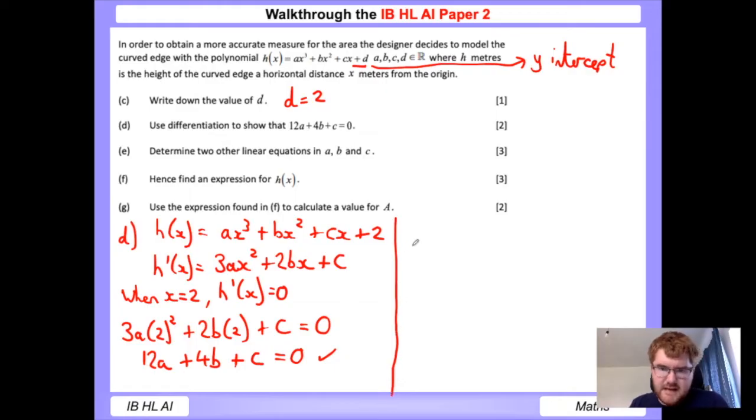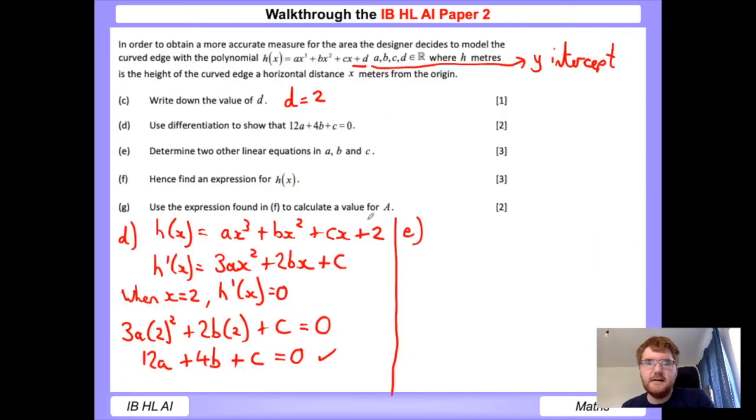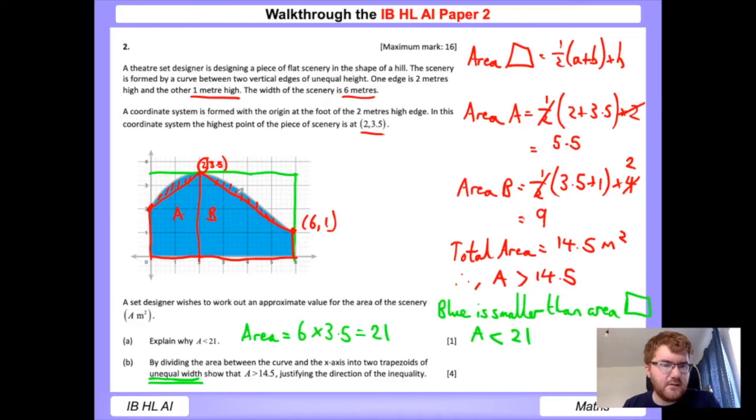Right, part E is we need to determine 2 other linear equations in A, B, and C. So we need to use now our diagram to actually work out what we have. So let's take 2 points. Now we know this point because we're told this from the question. So we want to take points that we're definitely sure of. This is important. So this is 6, 1, and we do know our maximum point. So to generate these extra equations, we want to use these coordinates. Let's start with the first one.